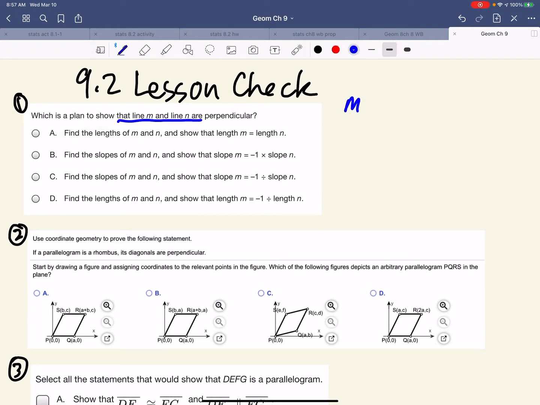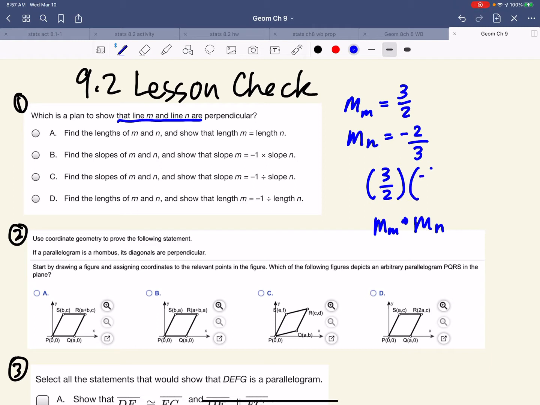So in our notes today, we said the slope of line M, if it was 3/2, and the slope of line N, if it was negative 2/3, right? Opposite reciprocal. Then if we multiplied those two, the slope of line M and the slope of line N, when we have opposite reciprocals, we should get the product to be -1. So which one is that?